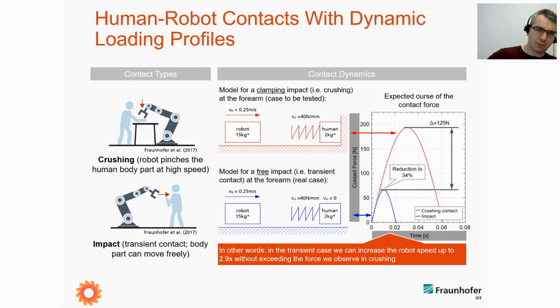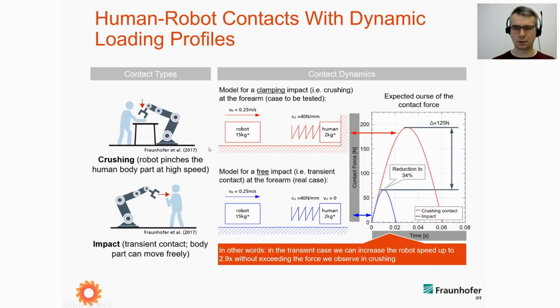So what we have right now is on the left side we can distinguish between two contact types. So we distinguish between crushing, which means that the robot is pinching the human body part at high speed. And we also have the case impact, so meaning that we don't have any clamping. The body part is moved free. We don't have any spatial constraints. Okay, so today I don't want to talk about pinching, so clamping, because this is a special type which is solved. So there is no need for any improvements.